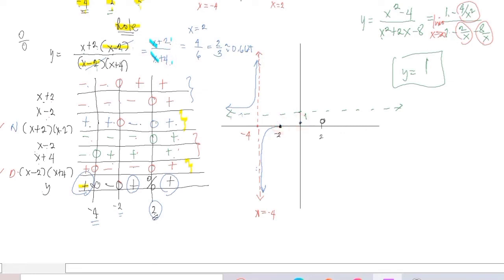So, it will pass through there. And then it will run until it goes to the hole. At the hole, our function is discontinuous. Our function will just jump. It continues straight until it approaches our horizontal asymptote again. So, this is the graph for this function, x plus 2 multiplied by x minus 2 over x minus 2 times x plus 4. So, this is all about our asymptotes.